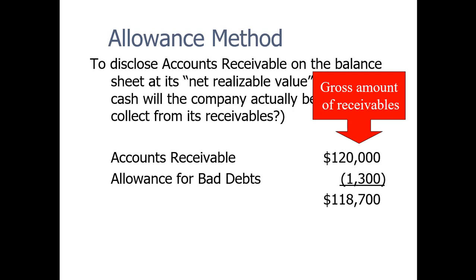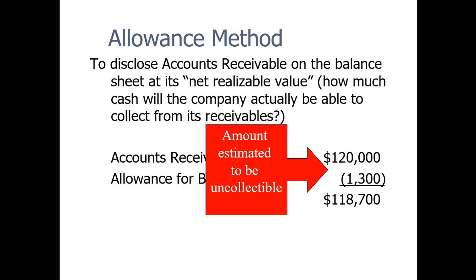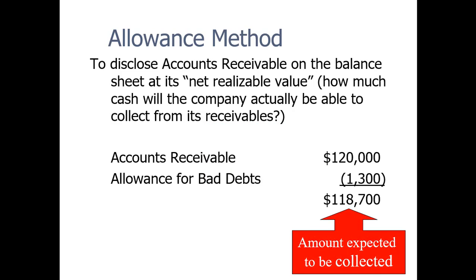But if I think about what these things are, that $120,000 there, that's the gross amount of my receivables. So I am owed, as a company here, $120,000. 1,300 is the amount that I'm estimating that I'm not going to get, which means that 118,700 is the amount that I actually expect to collect. All right, so under this allowance method, not only do I match expenses with revenues, but I'm showing a more realistic amount for what I think I'm going to get from my customers, this net realizable value.